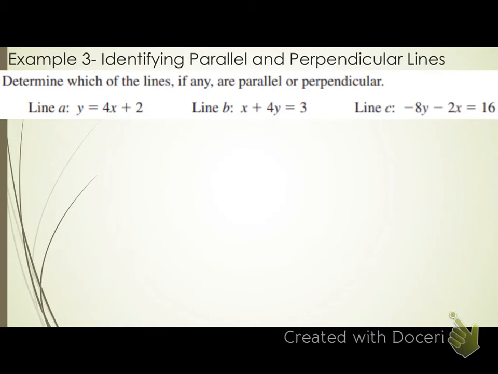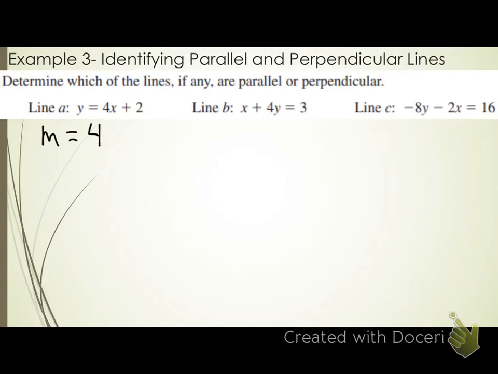Okay, example 3. Determine which of the lines, if any, are parallel or perpendicular. So it gives me 3 equations of 3 lines. What form do I want it in to be able to identify the slope? Slope intercept, yep. So let's get all of these into slope intercept form. Is line A already in slope intercept form? Yep. What's my slope of line A? 4. Very good.